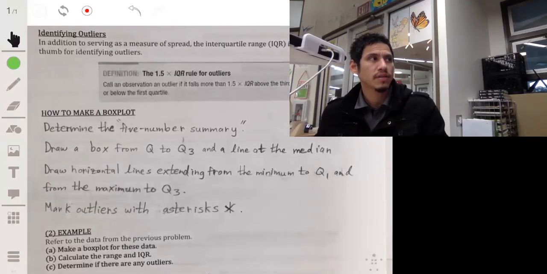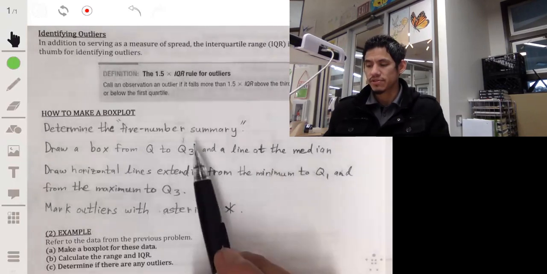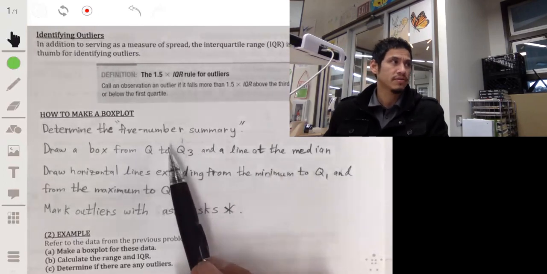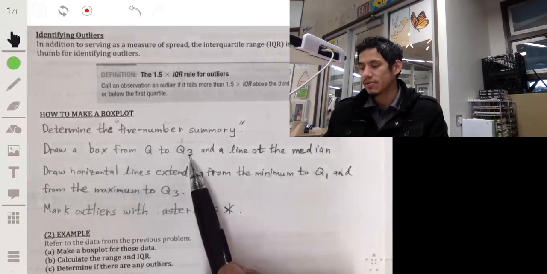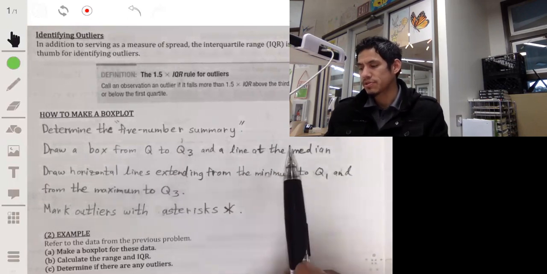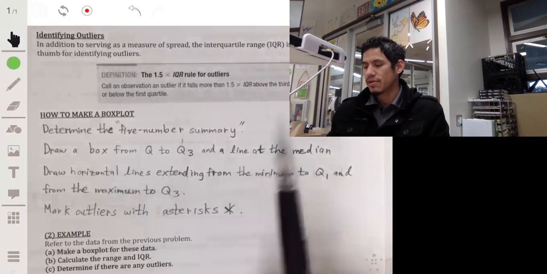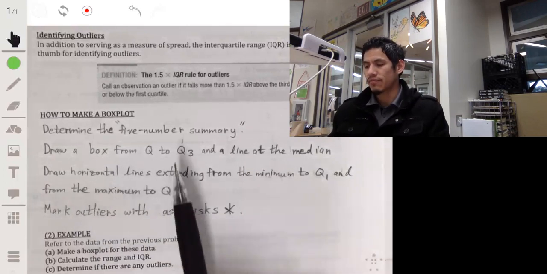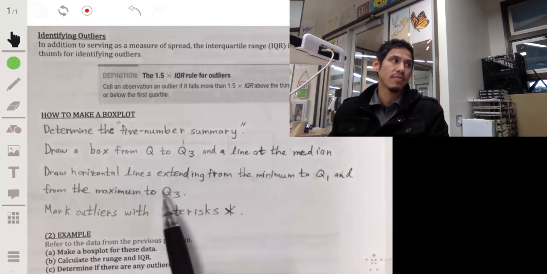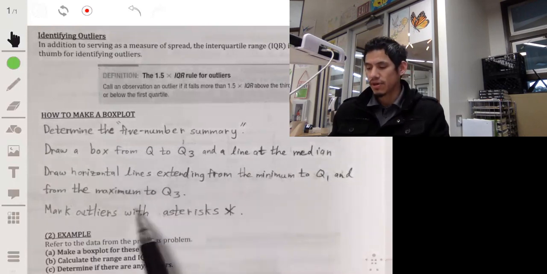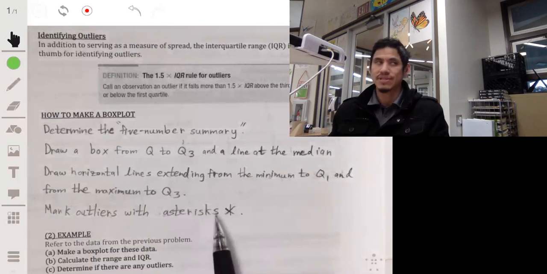So to make a box plot, the main thing is to determine the 5-number summary. And then once you do that, you simply make a box around Q1 extending to Q3. And we'll usually draw a vertical line through the median. Then we draw horizontal lines going from Q1 to the smallest value, the minimum, and then from Q3 to the maximum. And then usually we'll mark any outliers with asterisks.